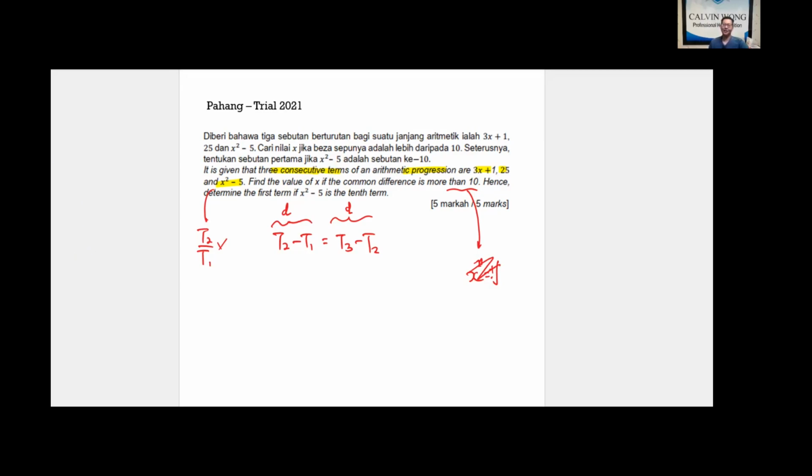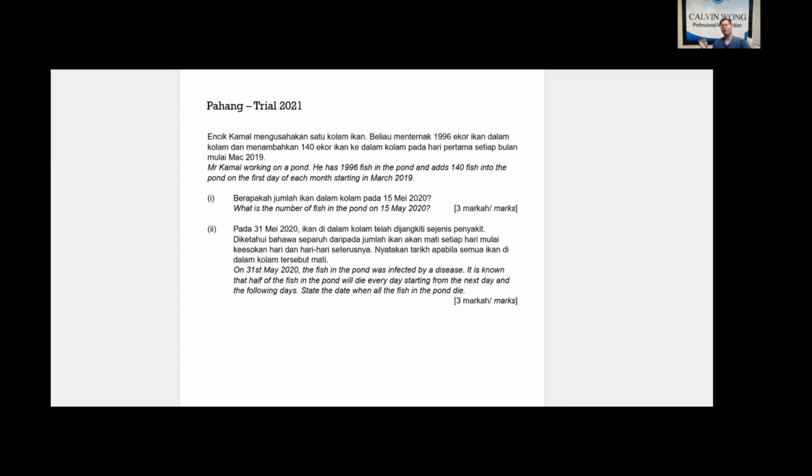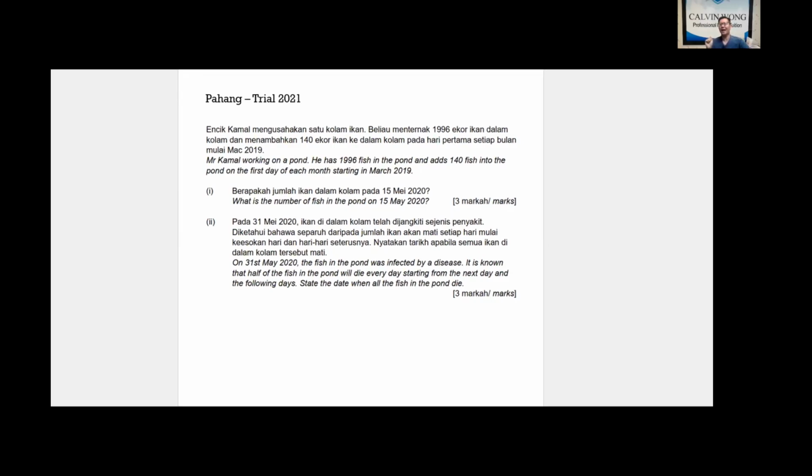Alright, so this one is still not K-bar. Now let me show you what kind of K-bar question. This is the one. Okay, this is the type of question that will kill you, unless they make it so simple like this Pahang paper. Okay, this is considered easier. Read the question carefully. And I want to teach you the technique, how to handle this kind of question.